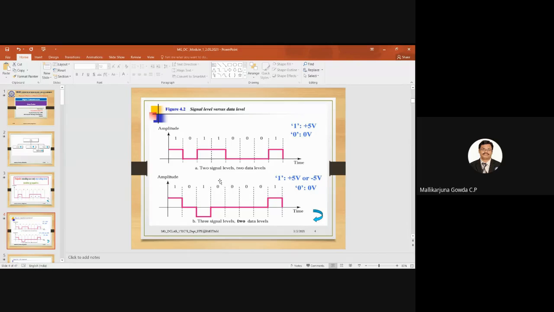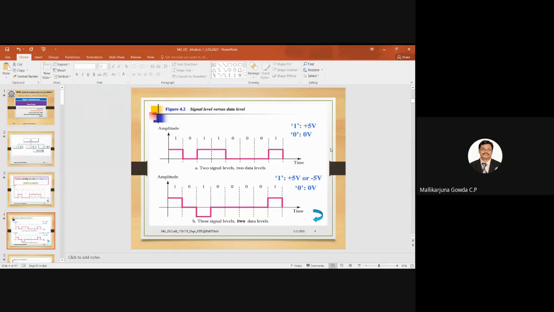Even I can have 3 signal levels, and still the data level is only 2. That is, 0, 1, 0, 1 is the data. I can represent 0 by 0 volts and 1 can be represented by either plus 5 volts or minus 5 volts. The data 1 can be represented by plus 5 volts or minus 5 volts, and data 0 will be represented by 0 volts. Then I can say that type of line coding has 3 signal levels. Hope you are able to understand what are 2 signal levels, what are 3 signal levels, and what is a data level.